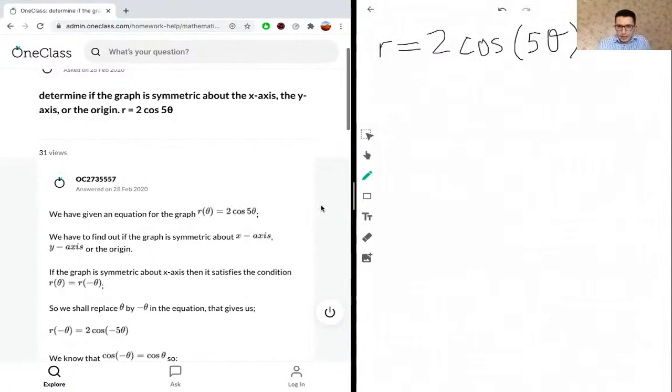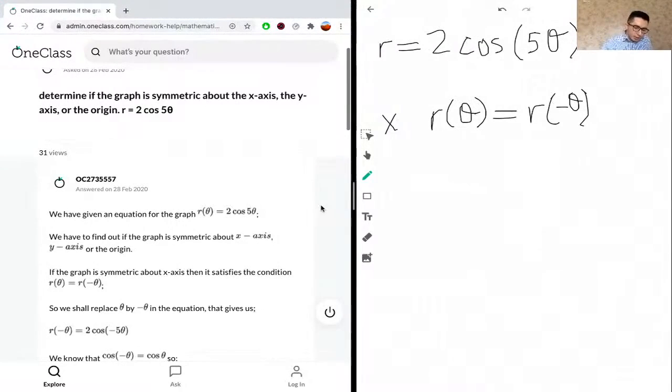So there's 3 tests that you need to do to determine if it's symmetric on the x-axis, y-axis, and the origin. And these tests are as follows. To test for symmetry on the x-axis, we'd have to figure out if we substitute theta into the equation r, and we substitute negative theta, these two must be equivalent for symmetry to occur on the x-axis.